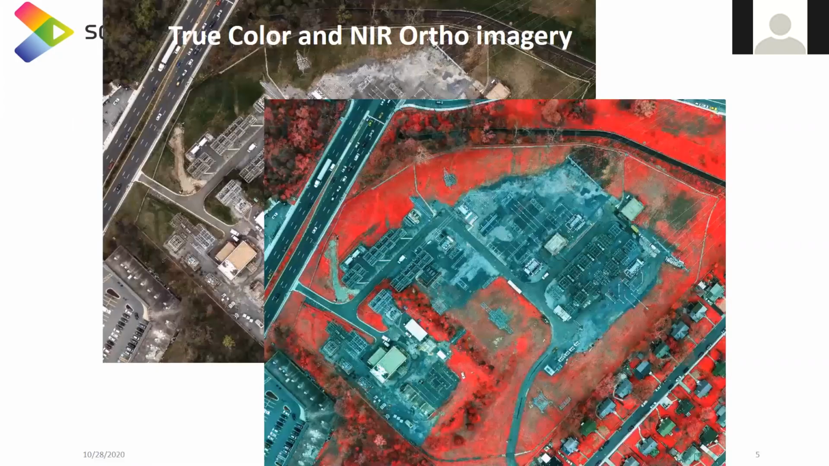Before I start the presentation, I want to show you a quick overview of the products. What you are seeing right now is the orthophotograph. On the top left is the true color orthophotograph, and the other is the NIR orthophotograph. The first one shows red, green, blue, and the other one is green, red, and NIR of an electrical system.